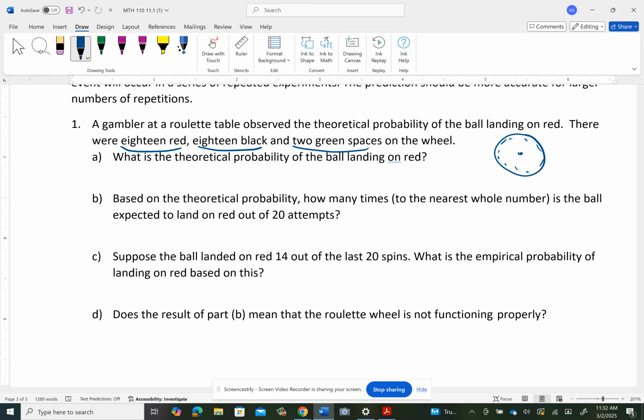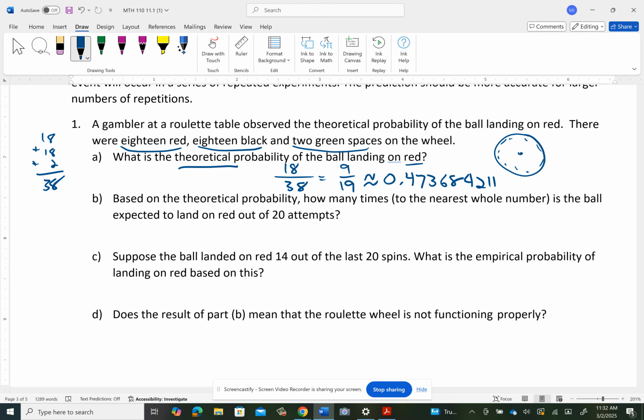So the theoretical probability of the ball landing on red would be 18, because there are 18 red spaces, out of the 18 plus 18 plus 2. So 18 plus 18 plus 2 would be 38 out of the 38 spaces on the wheel. That would simplify to 9 out of 19, and the decimal for that would be about 0.473684211.